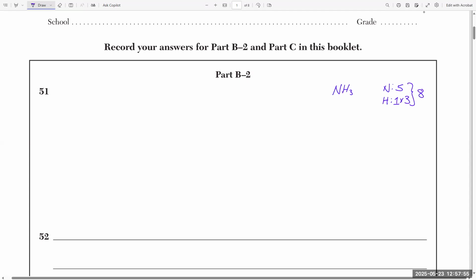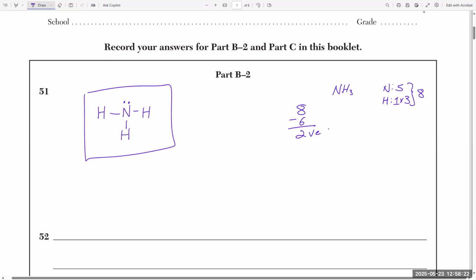So let's go ahead and draw this. It would be nitrogen here and 3 hydrogens. Make 3 bonds. Each bond, or dash, is 2 electrons. So out of 8, we used up 2 times 3, which is 6. You're left with 2 valence electrons. And what do we know? Nitrogen needs an octet, so we're going to put the lone pair right here. And this is your answer.